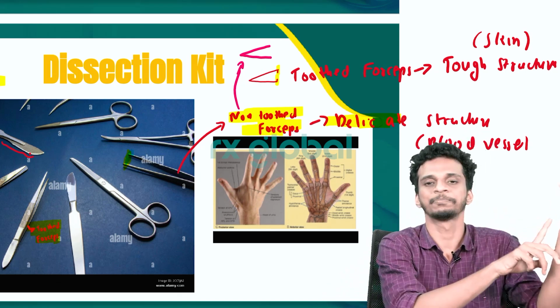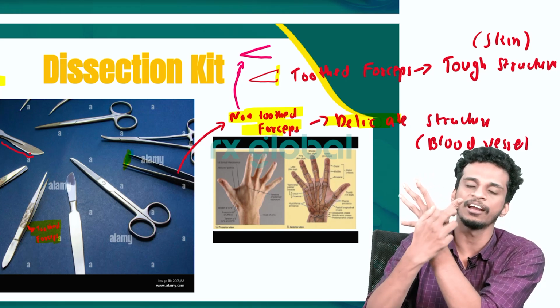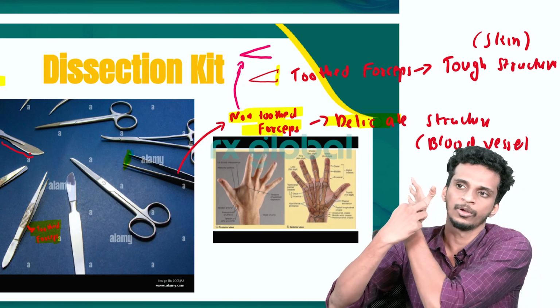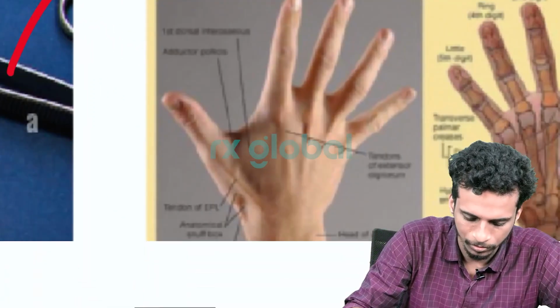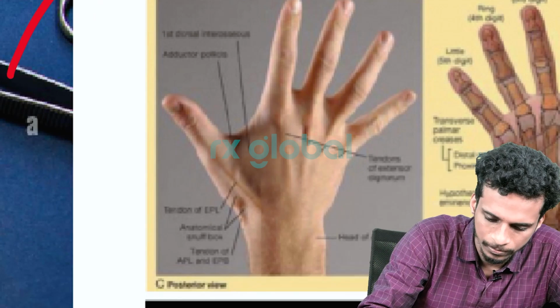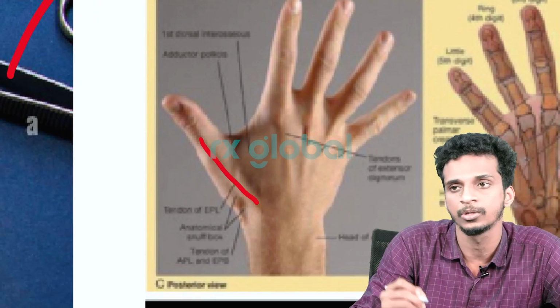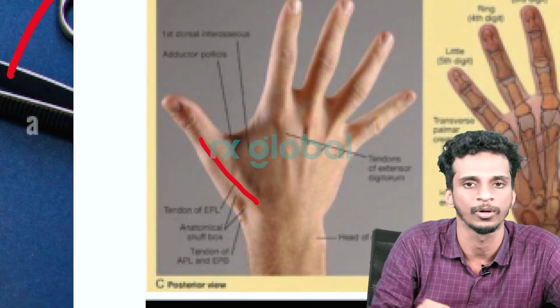Anatomical snuff box is an anatomical area or triangle in the hand. So this is my anatomical snuff box. In this figure I can show you certain tendons of different muscles. Those are the tendons of abductor pollicis longus, extensor pollicis brevis, and extensor pollicis longus.